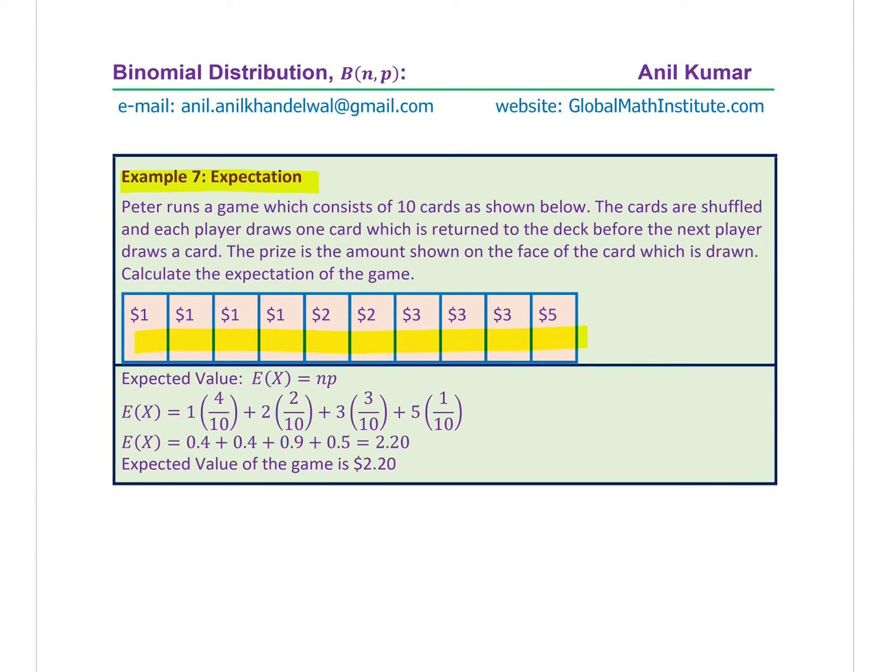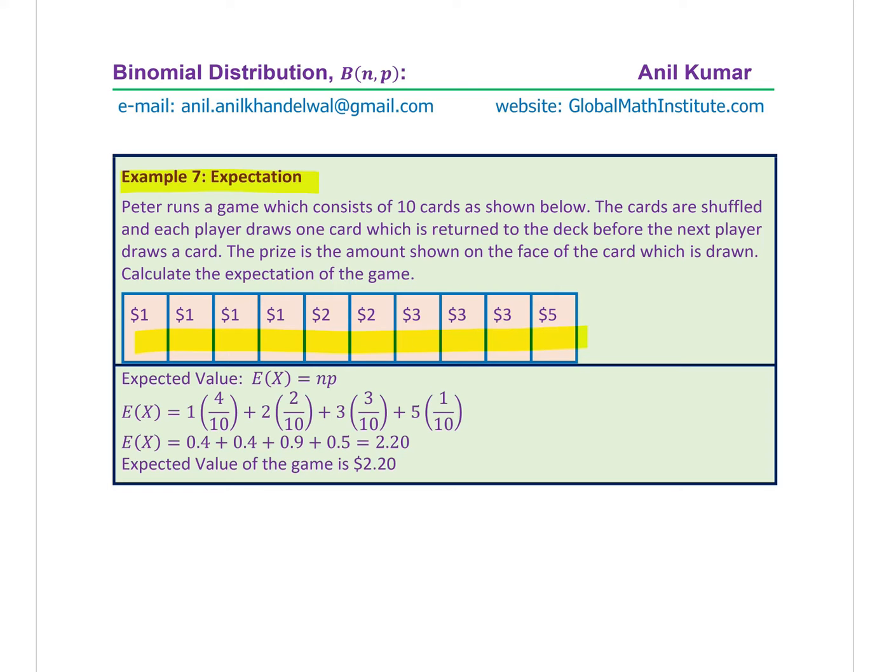So we know there are 10 cards and the prizes in dollars are mentioned on each card. They are shuffled, right? And then they are drawn. We need to find in this particular game what Peter gains or loses. Well, it's the customer which gains or loses. Peter is running the business. Okay, so let us see how to deal with this.